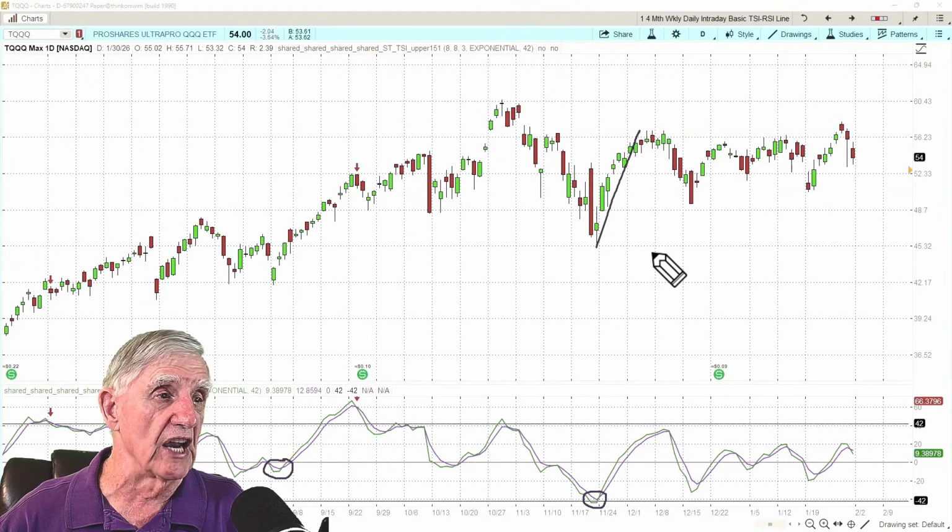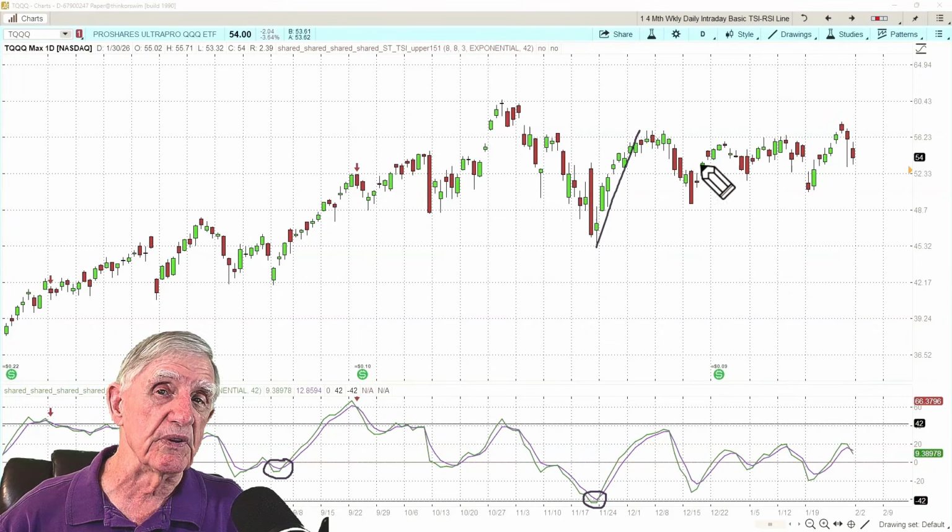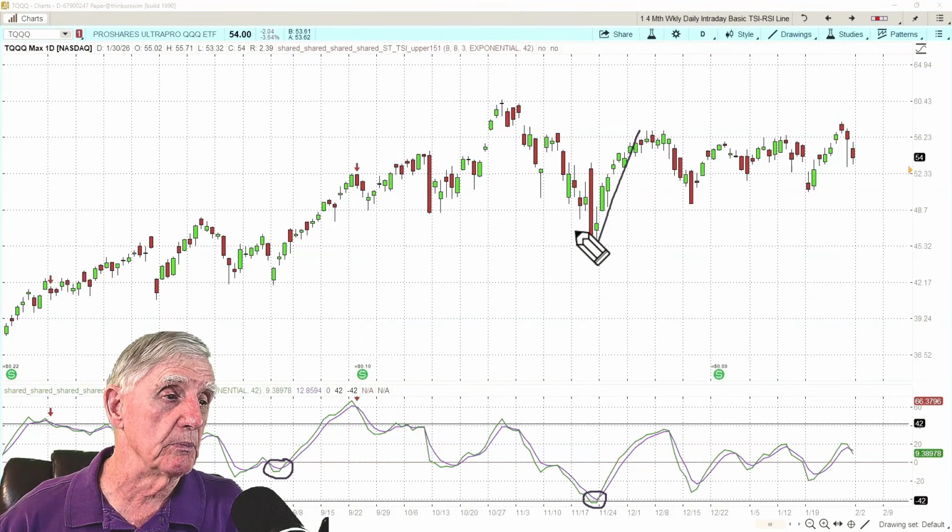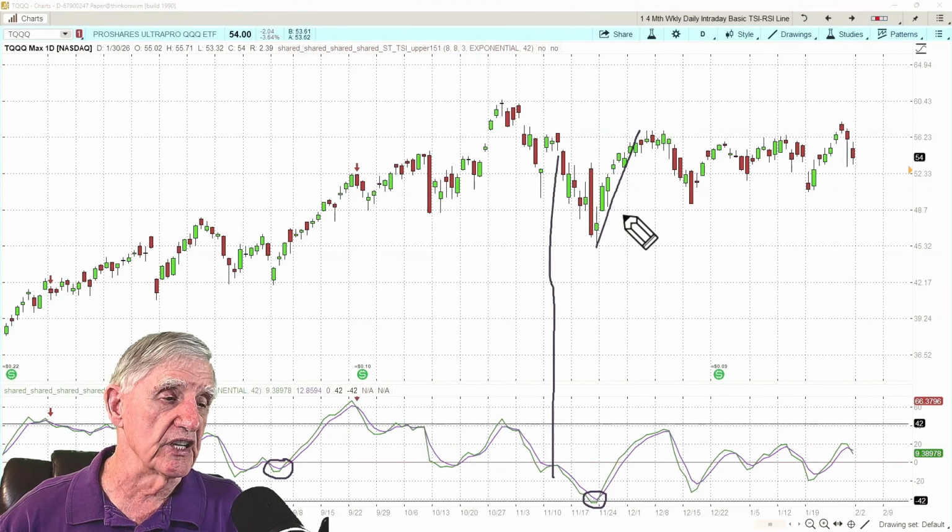TQQQ went on a nice tear to the upside after that strong reversal. Notice it also can help keep us out of the trades simply because right here, price action looked like it wanted to take off. However, there was no cross on the TSI. So I utilized the TSI along with price action to give me an edge on when I get in.